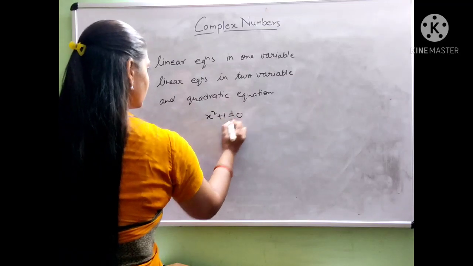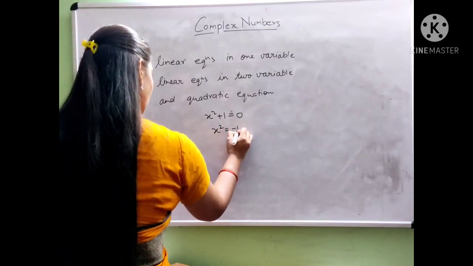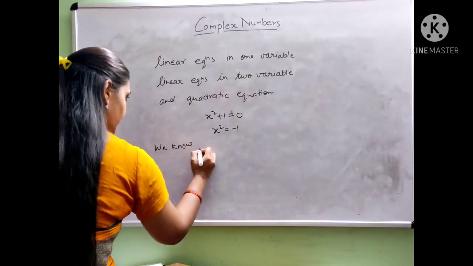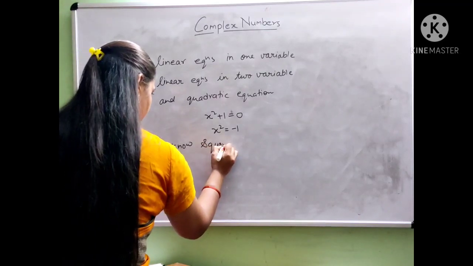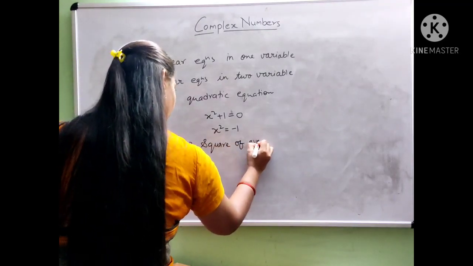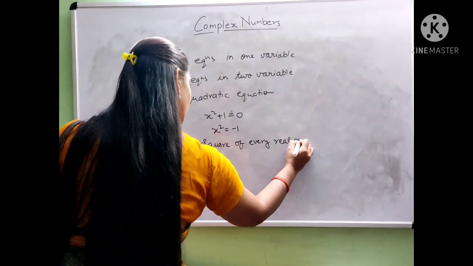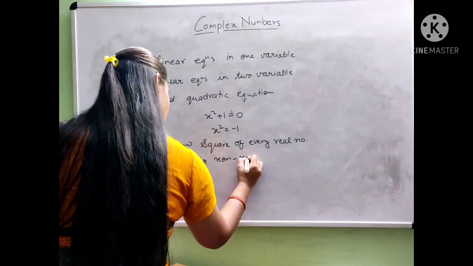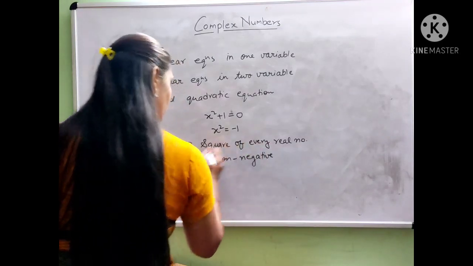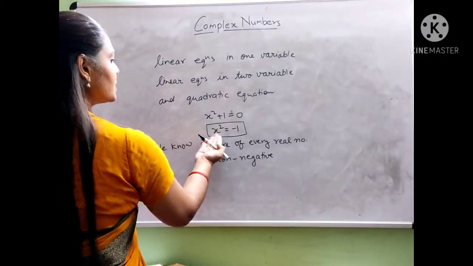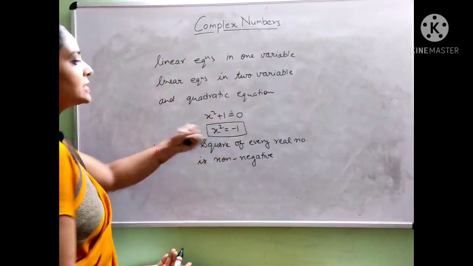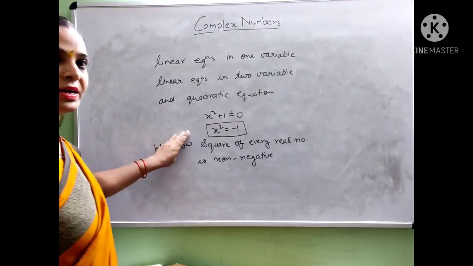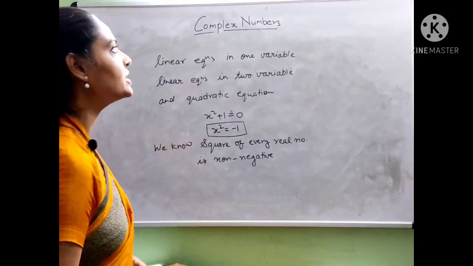x square plus 1 is equal to 0, and x square is equal to -1, and we know the square of every real number is non-negative. So here you can see the square of a real number is negative, so it is not a real number. So now a new number has arisen, called imaginary numbers.